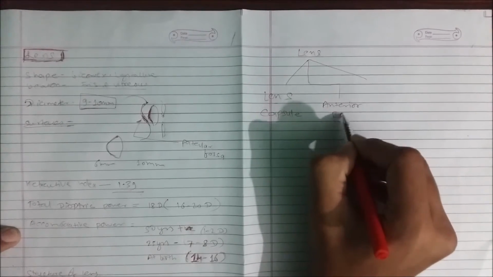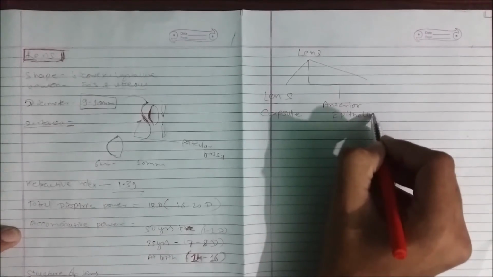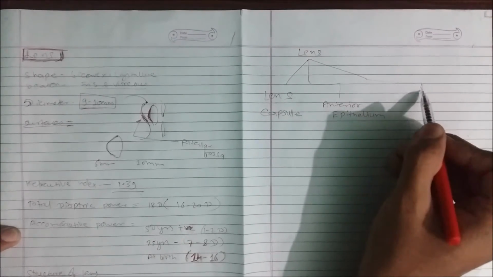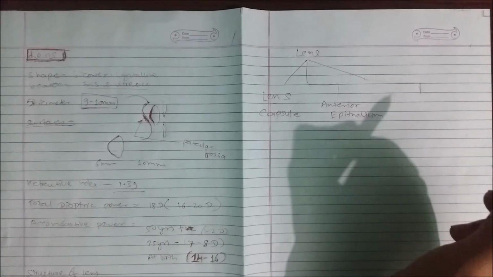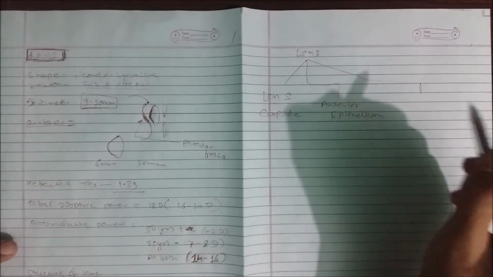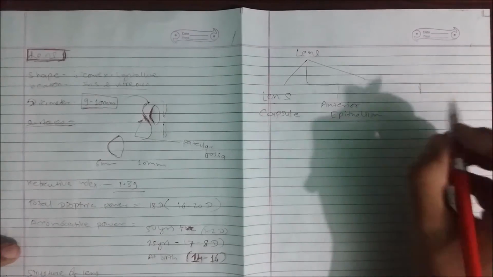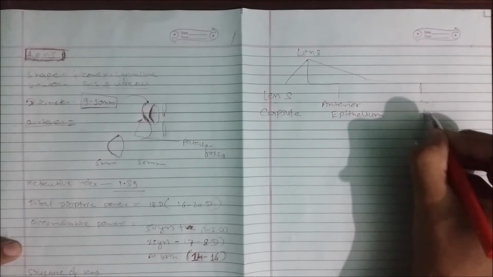Anterior epithelium. And comes, you might be guessing posterior epithelium, right? But no, there is no posterior epithelium. Why? I will tell you later. But the third one is lens capsule, anterior epithelium, and the third one is lens fibers.